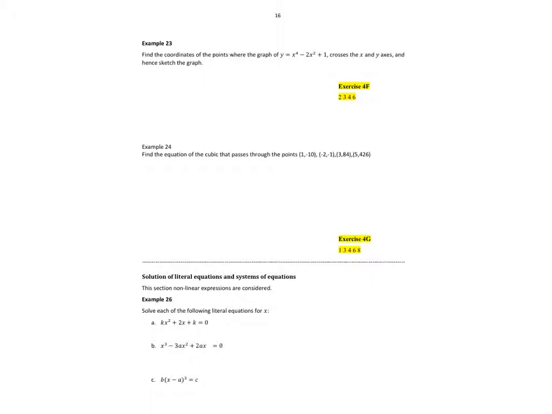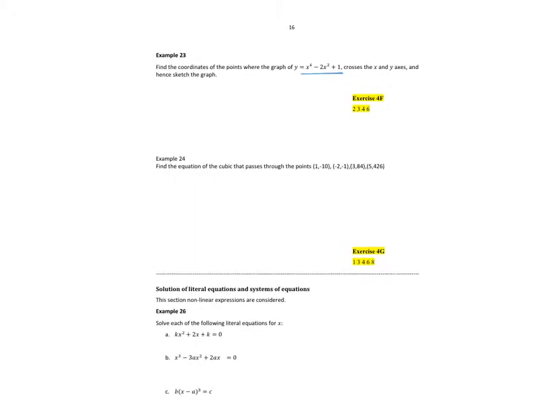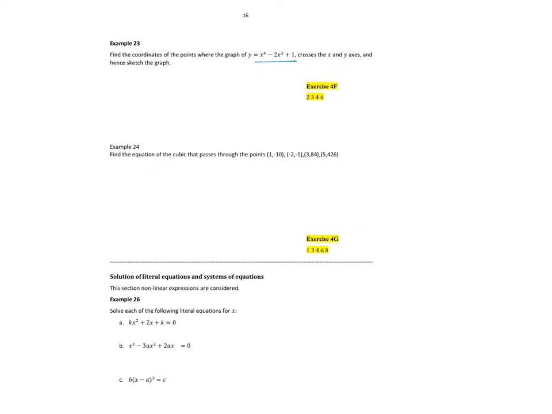Find the coordinates where it crosses the x and y axes, and hence sketch the graph. So I've got to factorise, don't I? The easiest way for us, x to the 4 minus 2x squared plus 1, it's so close to being a quadratic, isn't it?